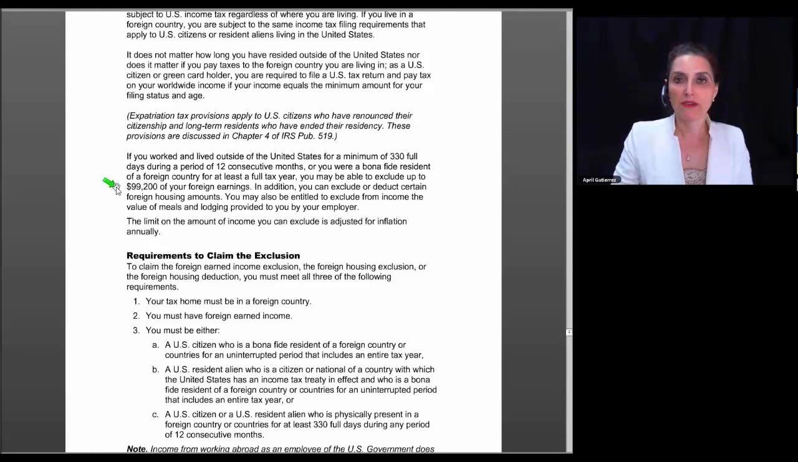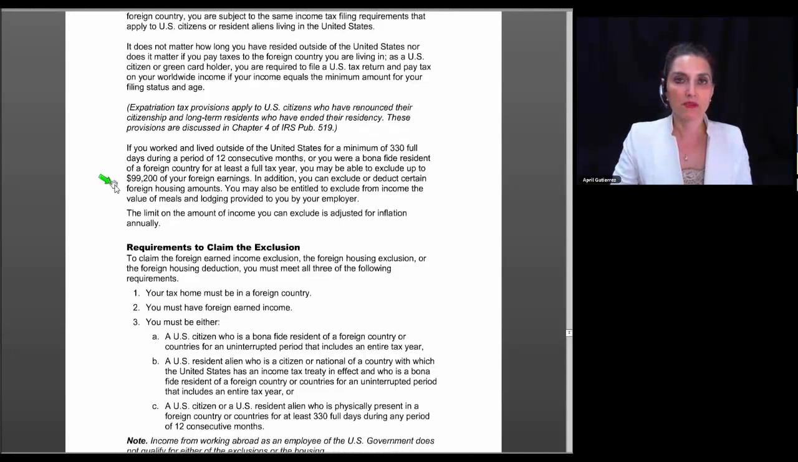The maximum amount you can exclude each year is $99,200, but there is an additional amount that can be excludable in certain situations if your employer provides you with free housing, or if you're self-employed and you are paying for some housing. And there's some additional computations that go on if you're going to claim the foreign housing exclusion. But to keep it simple today, we're looking only at a calculation that factors in the base amount, $99,200.